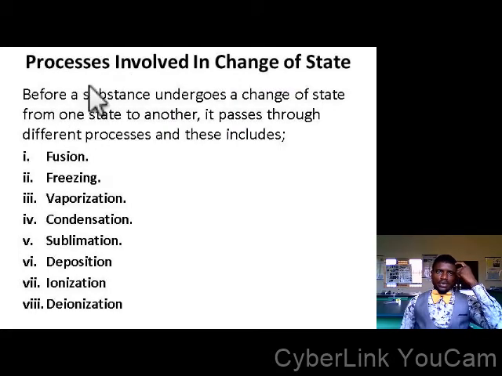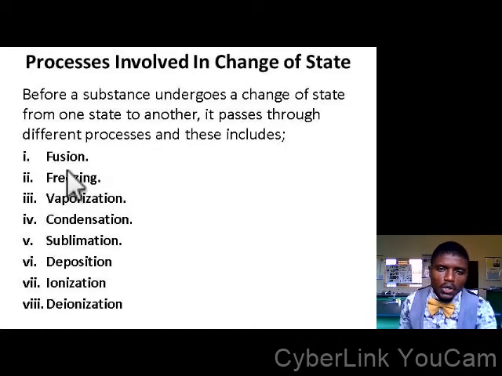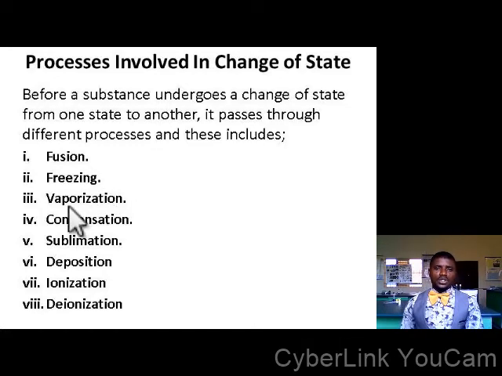Process involved in change of states. Before a substance undergoes a change of states from one state to another, it passes through different processes, and these include fusion, freezing, vaporization, condensation, sublimation, deposition, ionization, deionization.